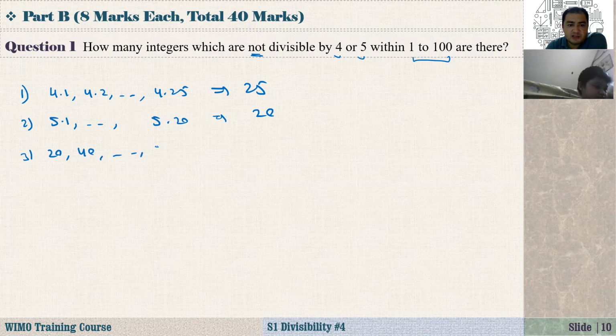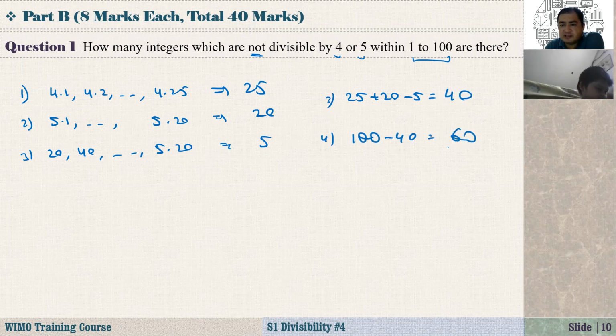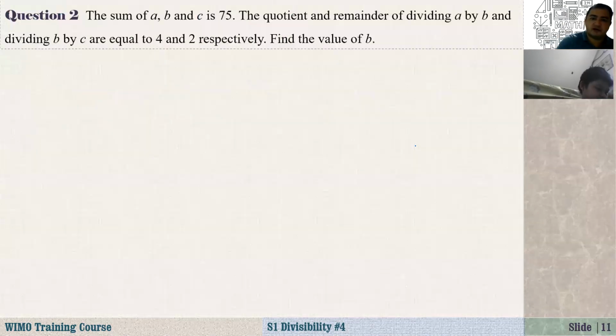It is, what is it? 5 times 20. So here we have how many? Only 5. So altogether it is 25 plus 20 minus 5. That's equal to 40, right? And here we have 100 minus 40. So we have 60 numbers which are not divisible by 4 or 5.